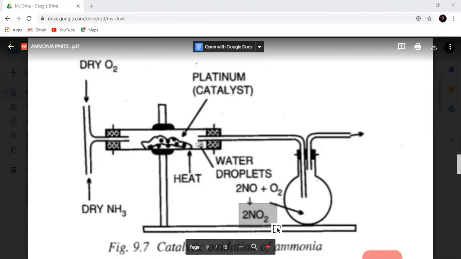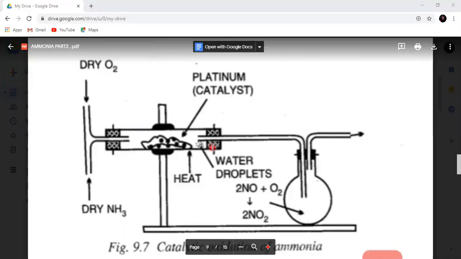Students, I am repeating, the formation of the brown gas, that is nitrogen dioxide. The reddish brown vapor of nitrogen dioxide is seen in the flask due to what? Due to the oxidation of the nitric oxide. Here the platinum, which is used as a catalyst, glows after the reaction, even though heat is not given. The reason? Because the reaction is exothermic in nature.